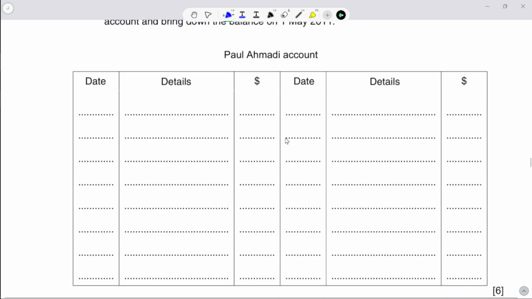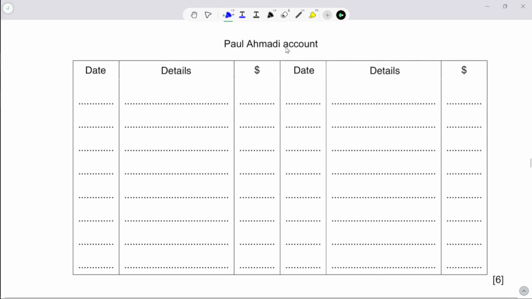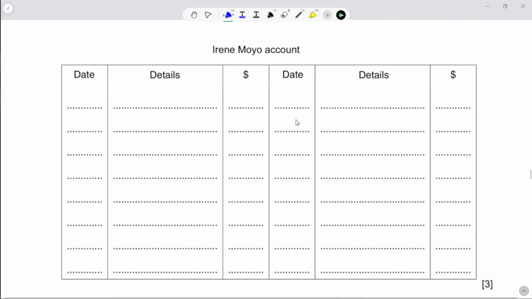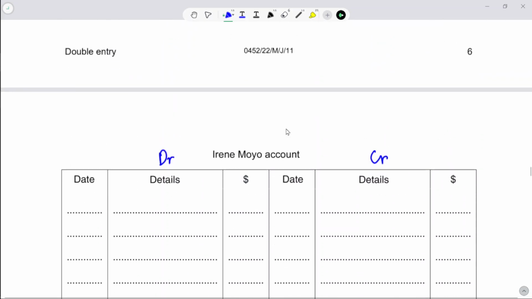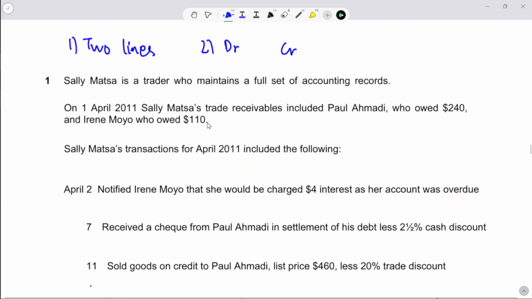Let's see here. This account, this an account, we have debit and credit. This an account, we also have debit, and we also have credit. Remember, two lines, then debit, credit.